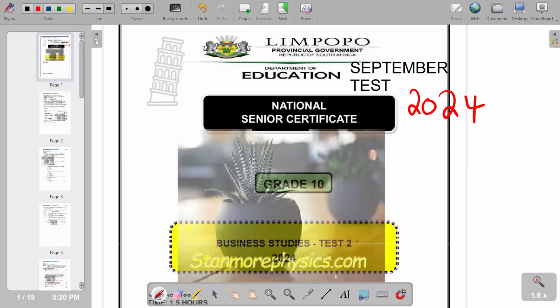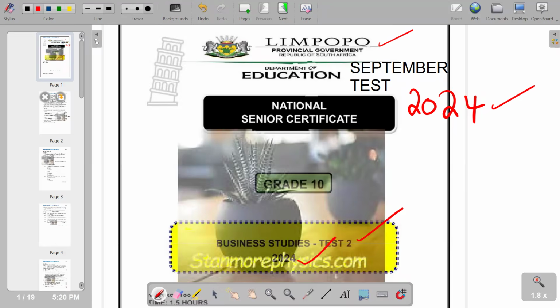Business Studies Test 2 of 2024, that is September 2024. So this is Test 2 of September 2024. We see that this question paper is from the province of Limpopo. We are going to go through the whole question paper, that is the September test.